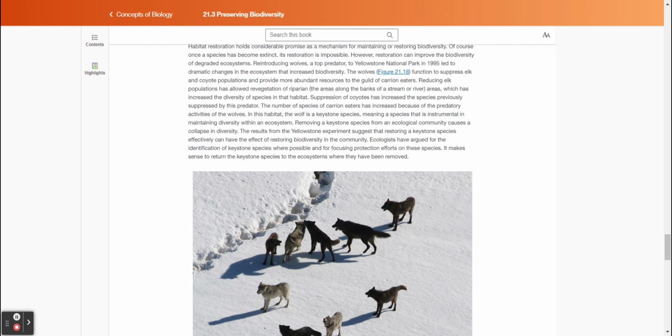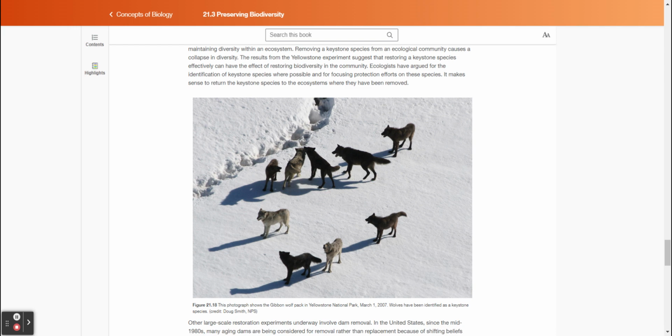In this habitat, the wolf is a keystone species, meaning a species that is instrumental in maintaining diversity within an ecosystem. Removing a keystone species from an ecological community causes a collapse in diversity. The results from the Yellowstone experiment suggest that restoring a keystone species effectively can have the effect of restoring biodiversity in the community. Ecologists have argued for the identification of keystone species where possible and for focusing protection efforts on those species. It makes sense to return the keystone species to the ecosystems where they have been removed.